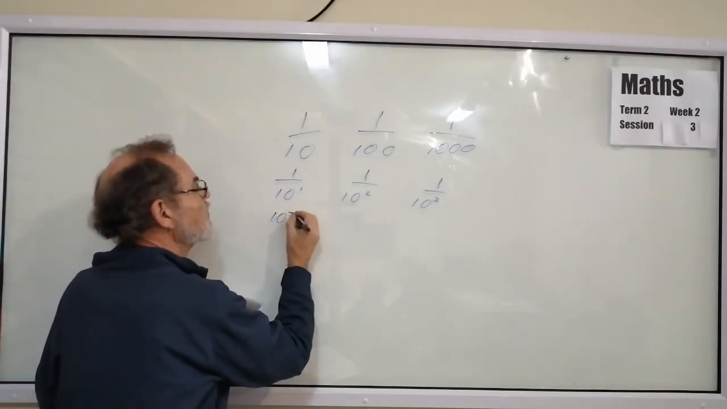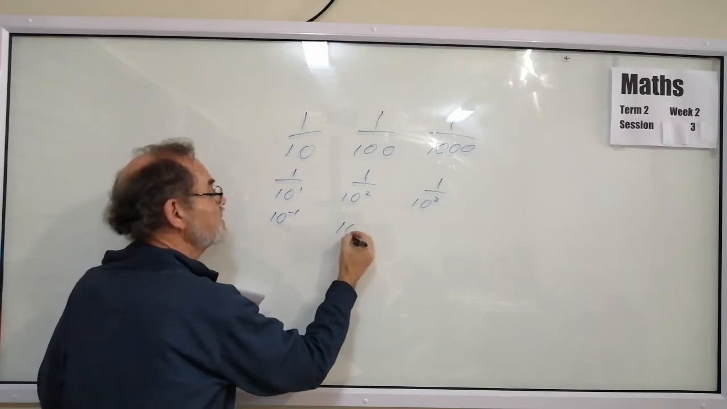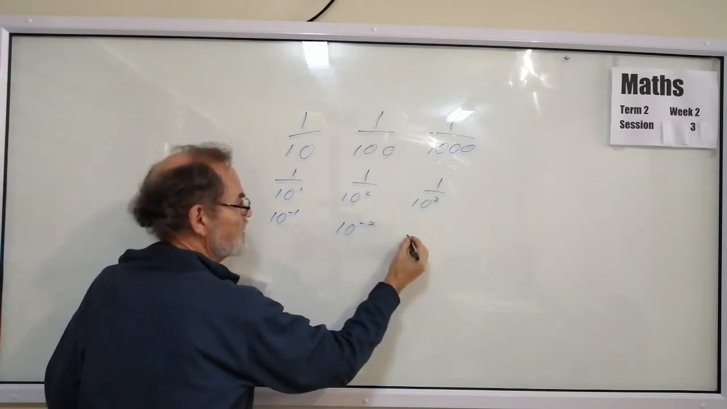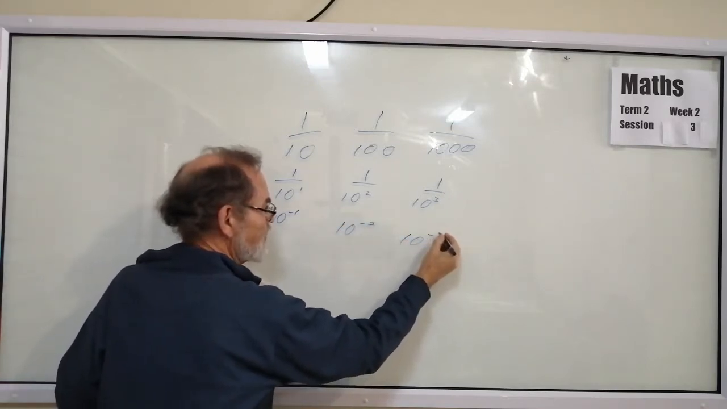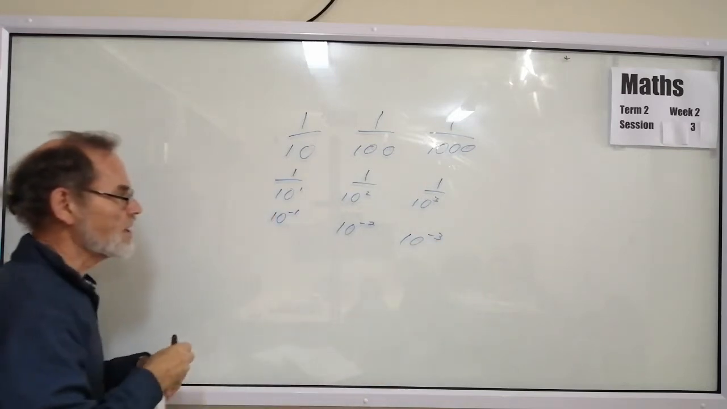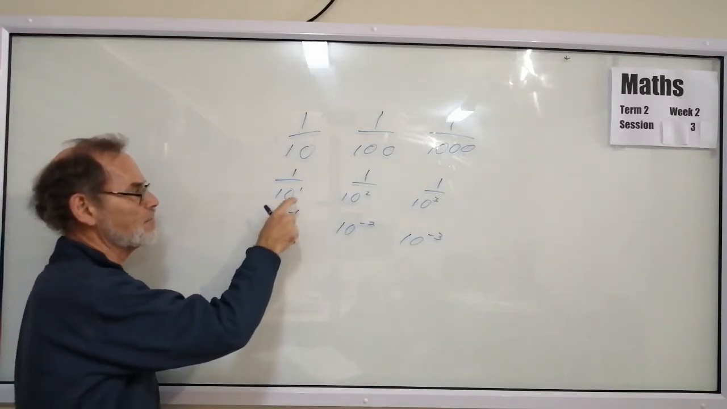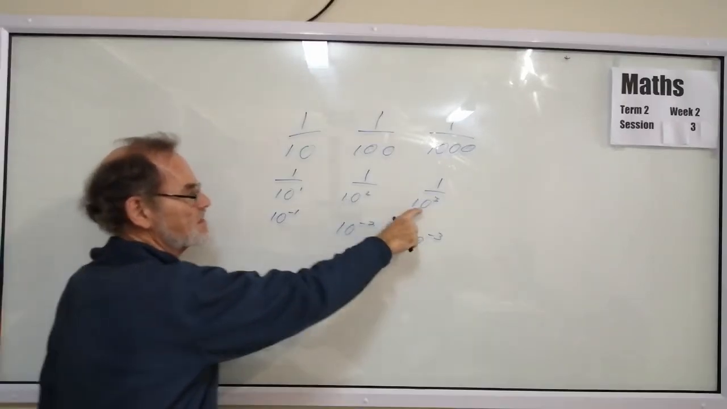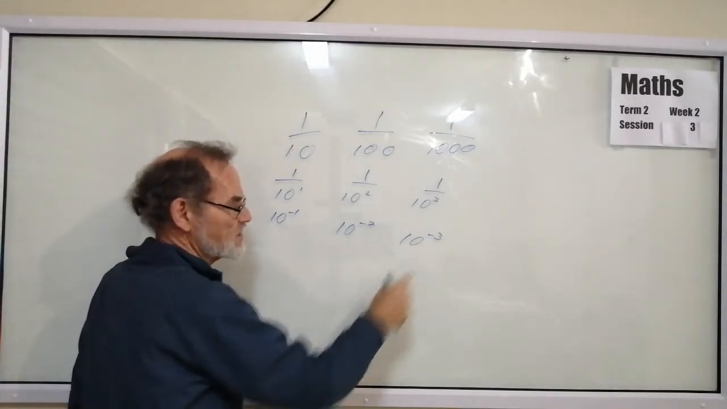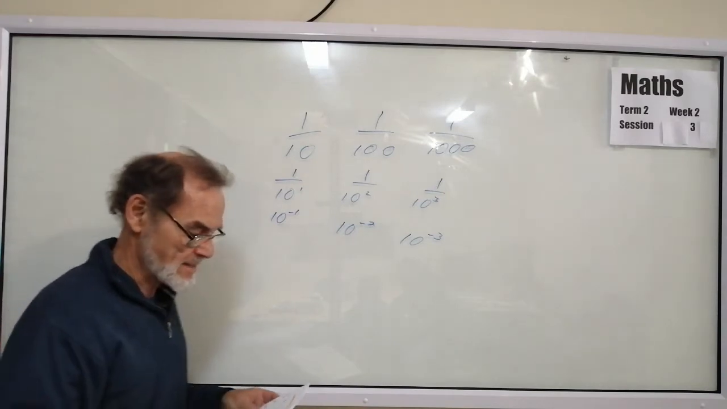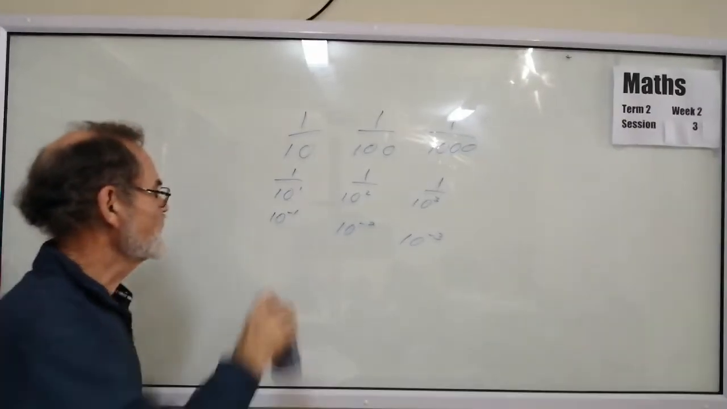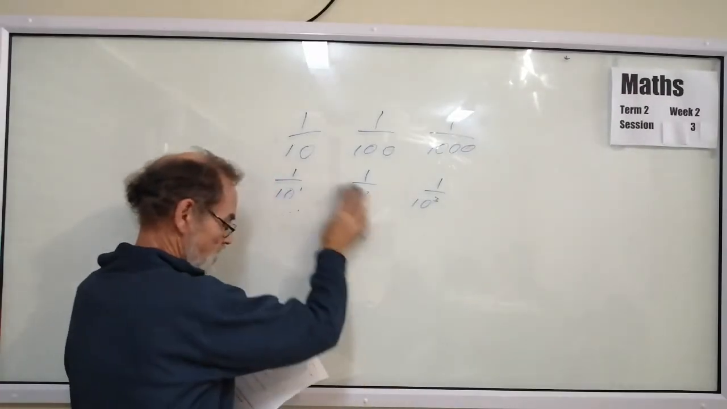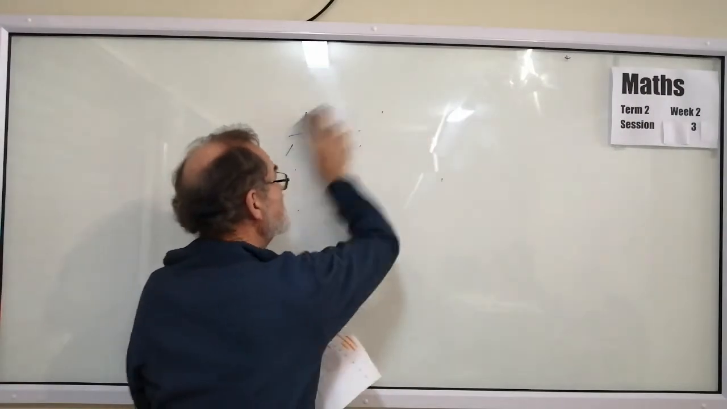If you know your indices or your exponents, you will know that when this moves up to the top, it becomes 10 to the power minus 1. This becomes 10 to the power minus 2. This becomes 10 to the power minus 3. So that is why these small numbers, exponents, are negative. So the bigger this gets, the bigger the negative exponent is. Okay. Right. We move on to the exercises in 5.13.